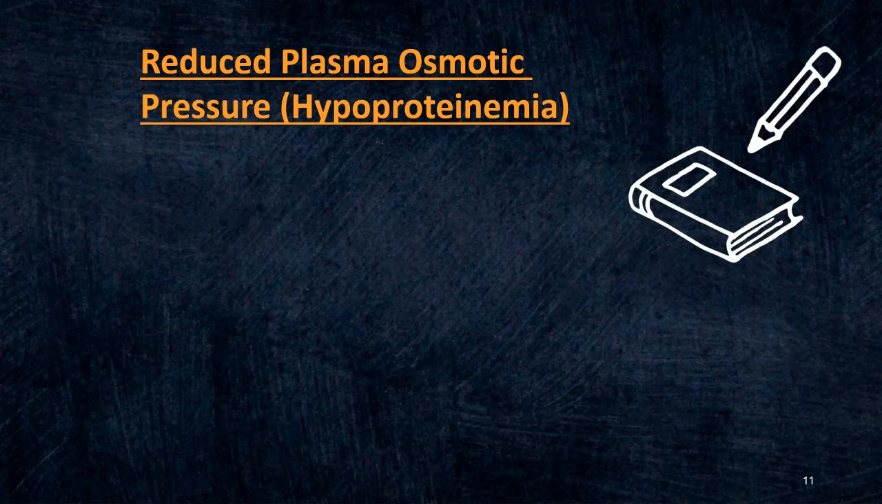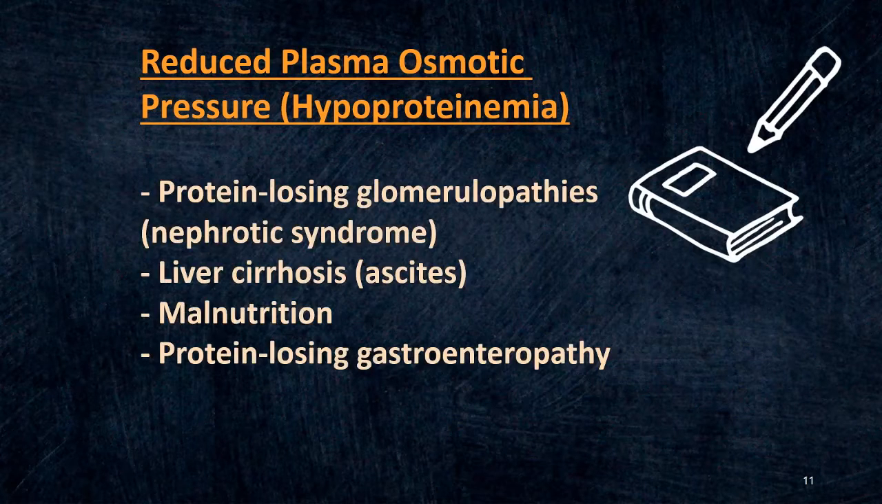For example, in liver cirrhosis, albumin synthesis is reduced, and also in protein malnutrition, protein synthesis is reduced. Next, in nephrotic syndrome, glomerular capillaries are abnormally permeable. That's why albumin leaks into the urine, so plasma osmotic pressure is reduced, which leads to edema. There's also another cause, protein-losing gastroenteropathy. So these 4: protein-losing glomerulopathies or nephrotic syndrome, liver cirrhosis, malnutrition, especially protein-energy malnutrition, and protein-losing gastroenteropathy.